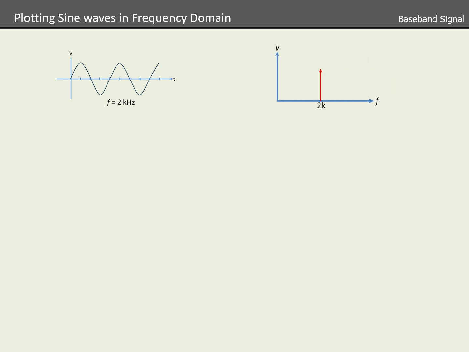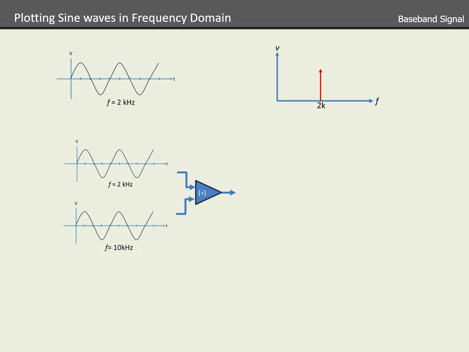To plot the sine wave in the frequency domain, the frequency is the x-axis. We draw a vertical line at some point of the x-axis and label it as 2 kHz. The height of the line is the amplitude of the sine wave.